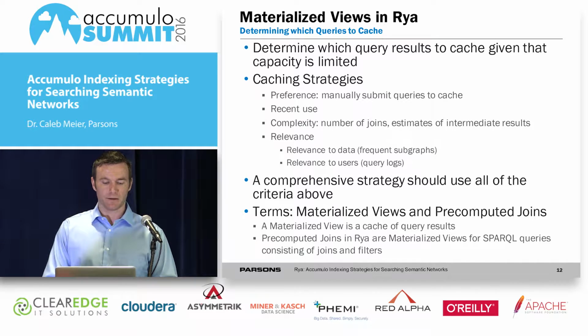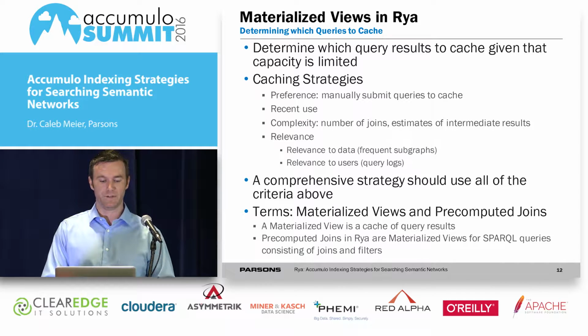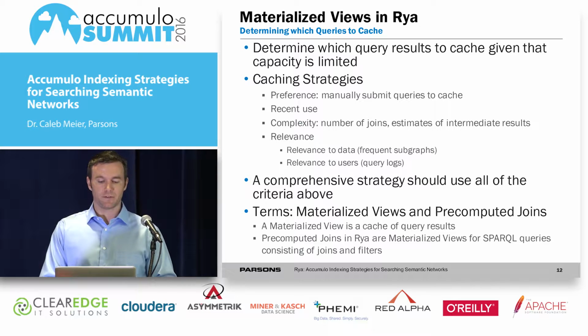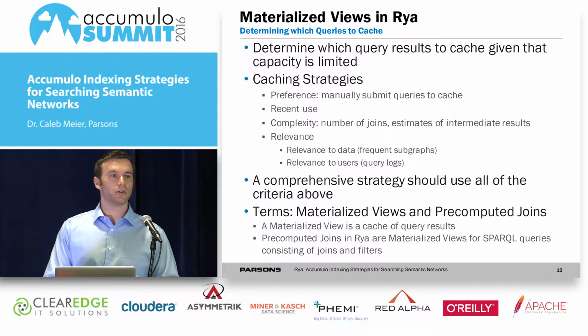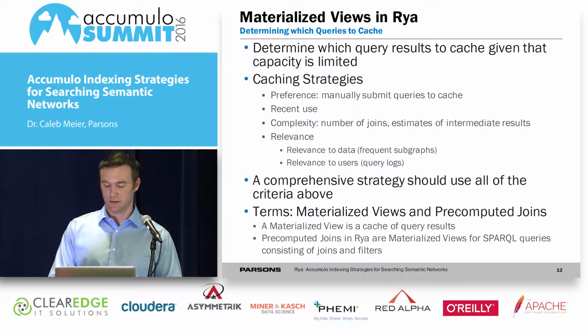But given that caching strategies is an area of open research for us, I just wanted to mention a few of the ideas that we have. So some things to take into account are obviously user preference. You want to be able to cache your own queries. Which queries have been used most recently. The query complexity, so the number of joins in the query. Maybe you have cardinality tables, selectivity tables, which give you a measurement of the number of intermediate results that a query is going to generate, and then relevance to your data and relevance to users. So maybe taking a frequent subgraph approach or looking at query logs to find common patterns in queries that are issued.